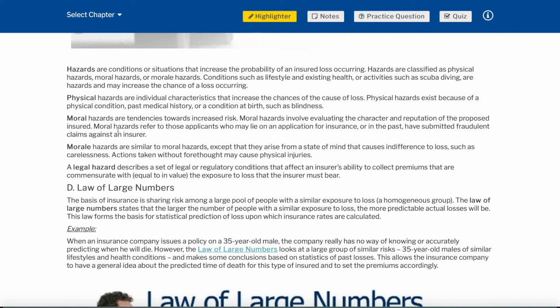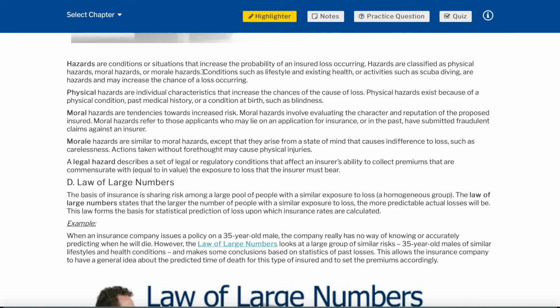Hazards are conditions or situations that increase the probability of an insured loss occurring. Hazards are classified as physical hazards, moral hazards, or morale hazards. Conditions such as lifestyle and existing health or activities such as scuba diving are hazards and may increase the chance of a loss occurring. Physical hazards are individual characteristics that increase the chances of the cause of loss. Physical hazards exist because of a physical condition, past medical history, or a condition at birth, such as blindness.